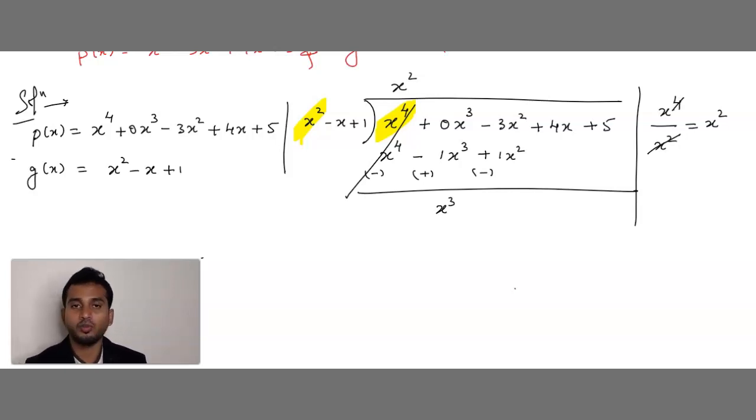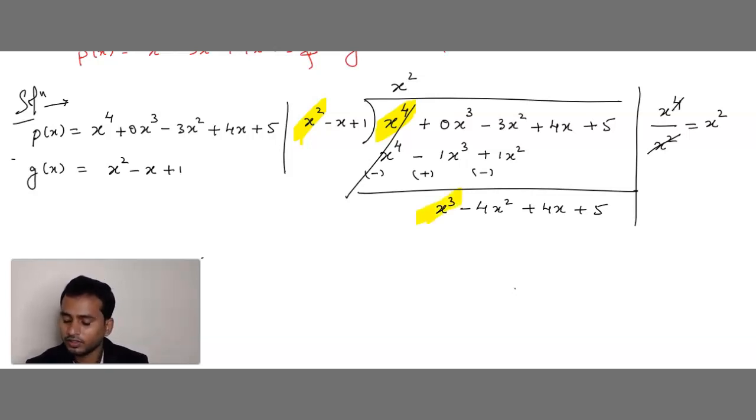Minus 3 minus 1. If both are minus, we should add, but minus remains same. That is minus 4x square. Then this plus 4x as it is. This plus 5 also as it is. We have to write as it is.